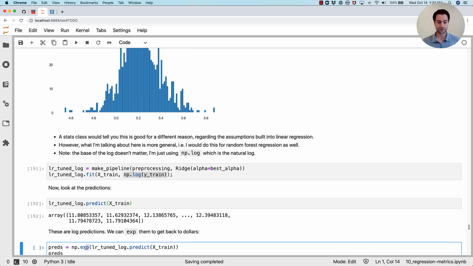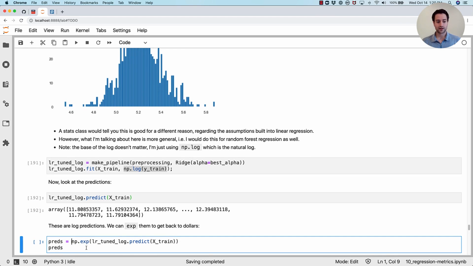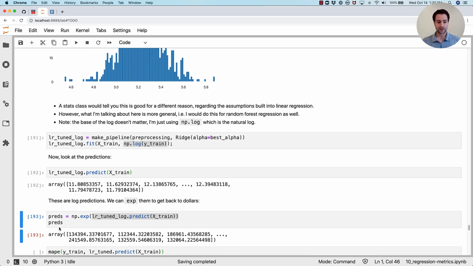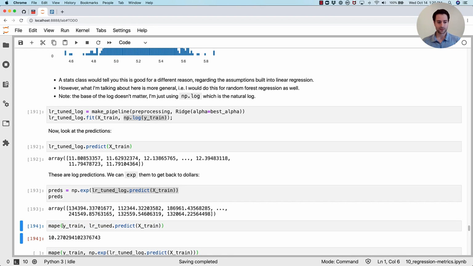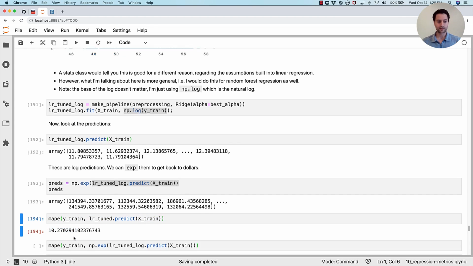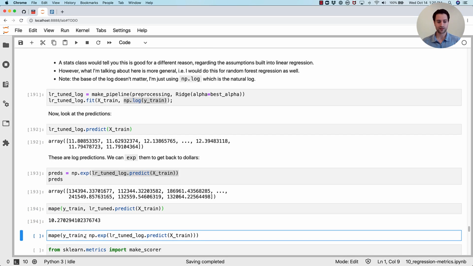And the inverse of log is exp. And so we can call predict and unlog them. And now we have actual predictions again: $134,000, $112,000, etc. And what I'm going to do now is show you the MAPE from before. So this is our old model. This is the 10% error we saw before. And then I'm going to call the MAPE on the new thing, which is the model trained on log, and then getting the predictions back out.